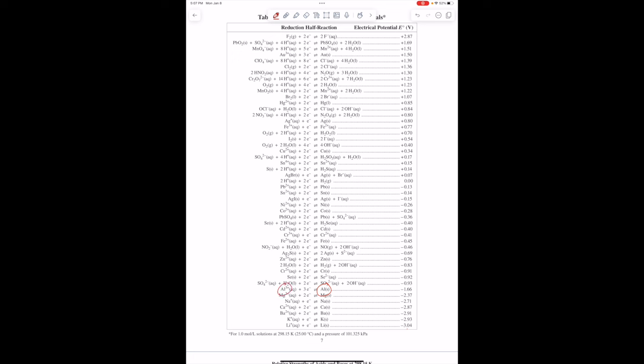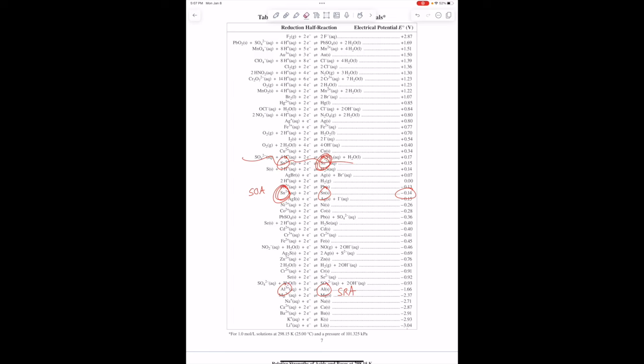Aluminum, tin 2. Where are you? Tin 2. And so you guys know there's a tin 4 on here as well, right? Okay. Because I got a tin 2 here and here. So the reaction for tin 2 and aluminum. This would be my SOA. This would be my SRA. This is irrelevant.